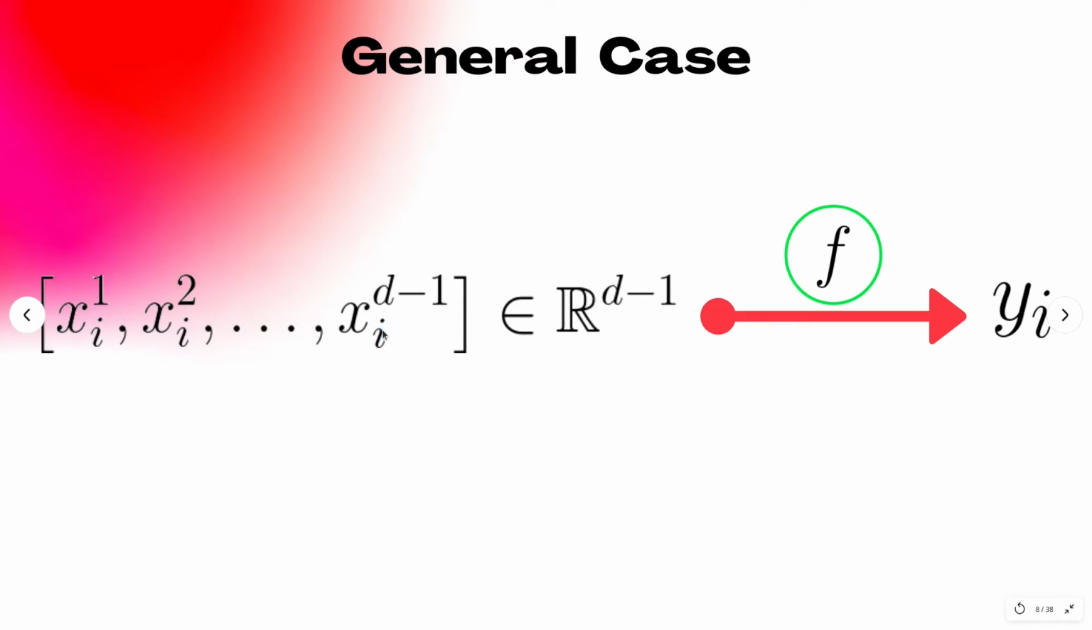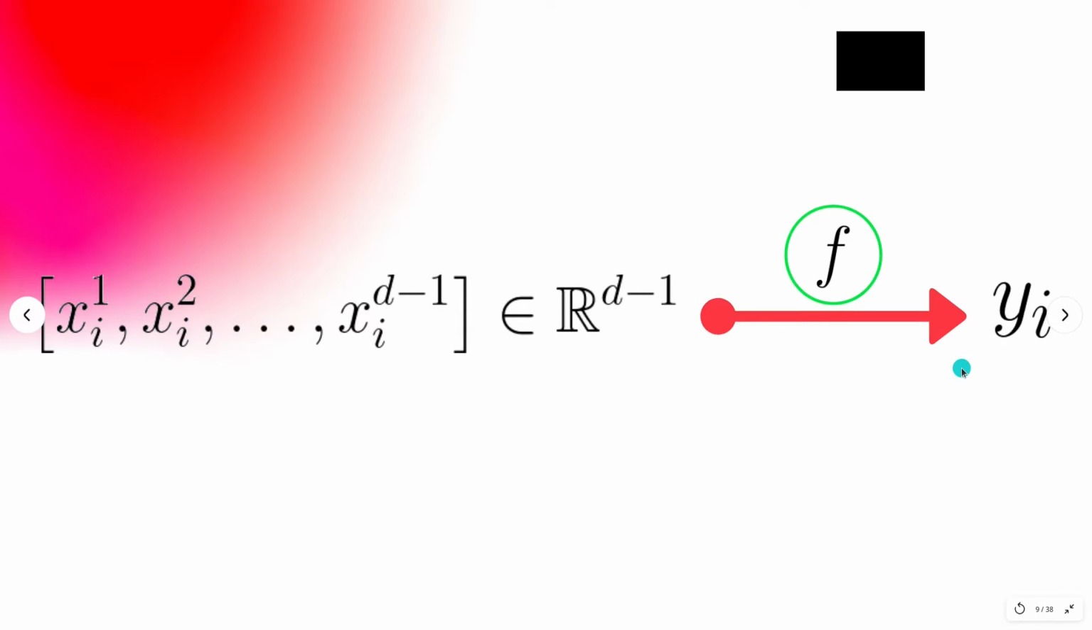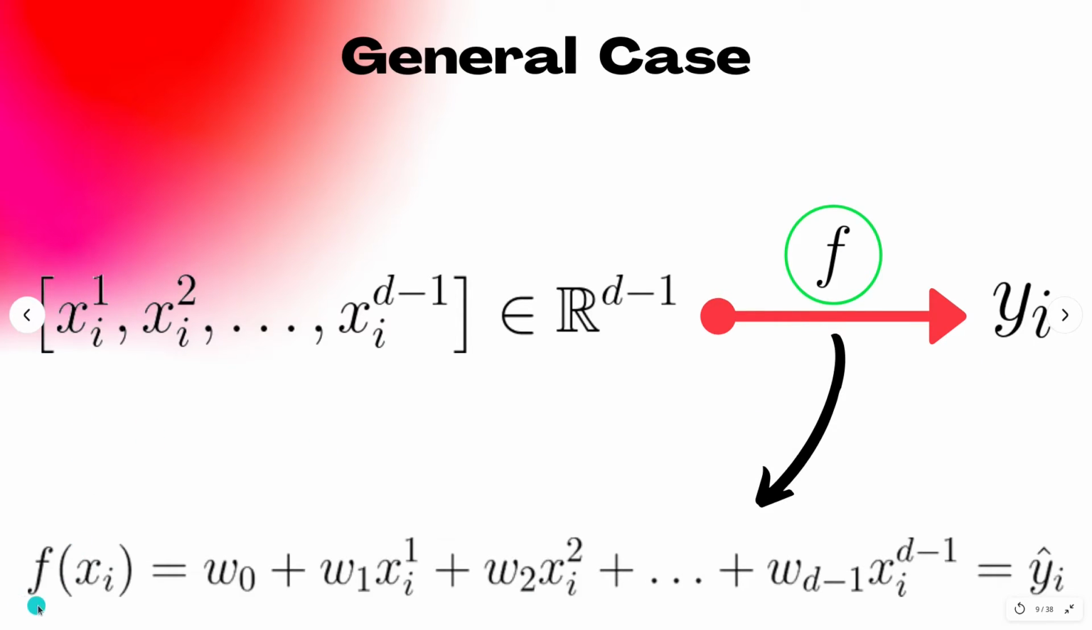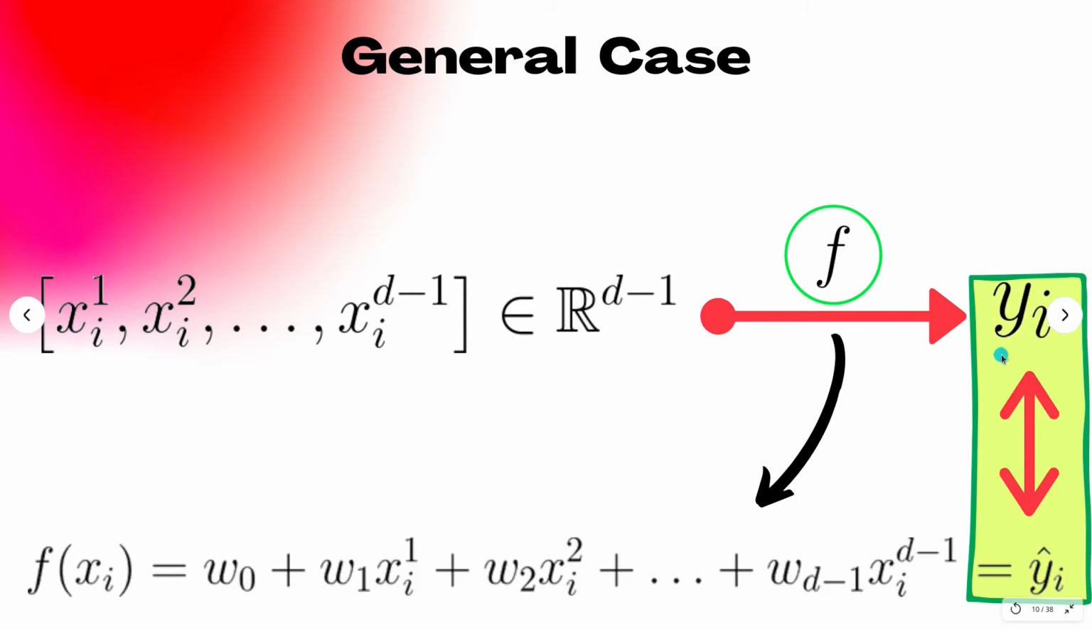In the general case, let us assume there are d minus 1 features, x1, x2 until xd minus 1 are the features, and xi is a point in the data set. So this is a vector from the data set, and we need to find the function f, which is a linear function, which gives us the target value yi. The function f of xi is w0 plus w1 x1 plus w2 x2 and so on until wd minus 1 xd minus 1, which is yi hat. So this is the predicted value and this is the target value. Our aim is to bring these two as close to each other as possible.